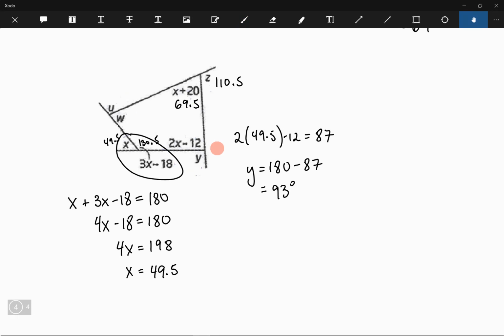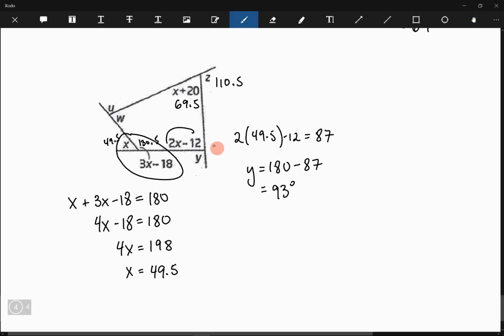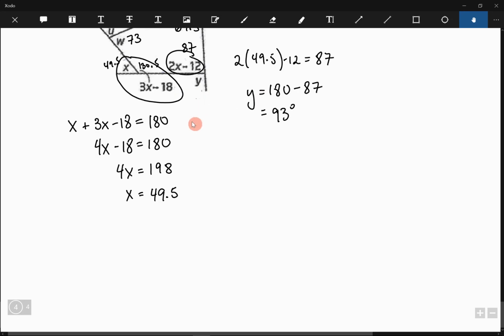Okay, and then if you do the sum of the interior angles of a quadrilateral, 2x minus 12 comes up to 87 degrees. So 130 plus 87 plus 69.5 plus w add up to 360. So if you solve for w, that makes w 73 degrees, and the supplementary angle rule makes this one 107 degrees. Okay, and I encourage you to work all this out algebraically, instead of waiting for me to write it all down. I want you to see for yourself. So these are the answers I want you to try out solving for x, y, w, u, and z. Okay, and that ends this lesson for today.